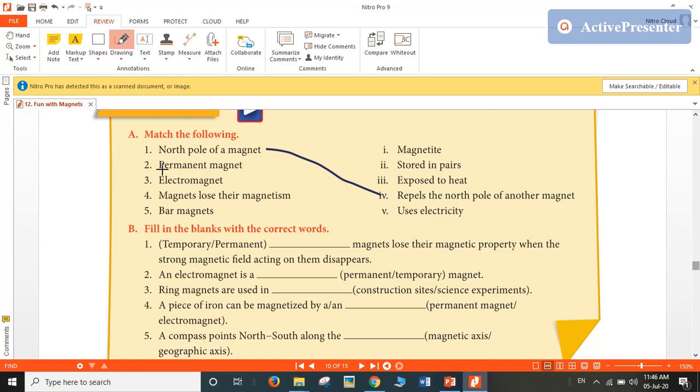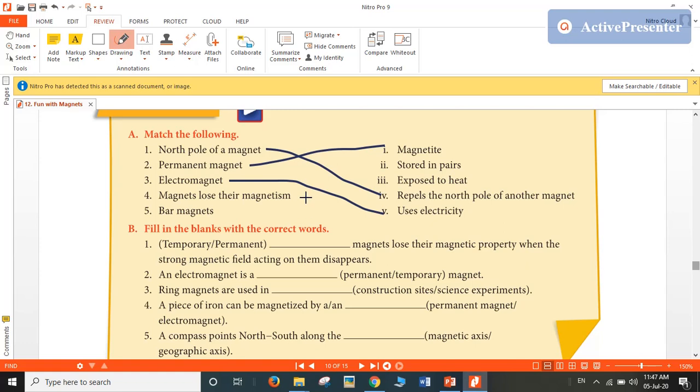Second, permanent magnet. The permanent magnet is made from magnetite. So second would get connected to first one. Then electromagnet, it uses electricity. The third one would get connected to the fifth one.